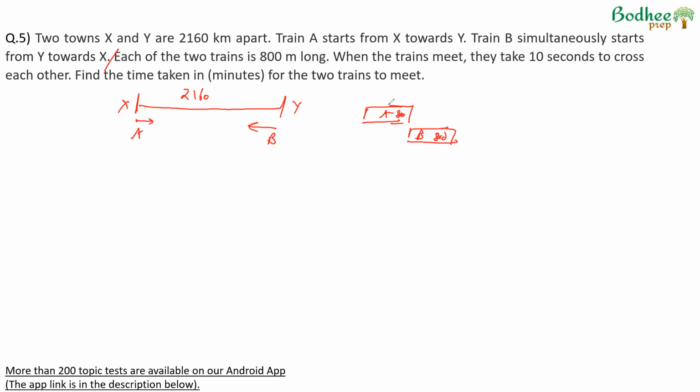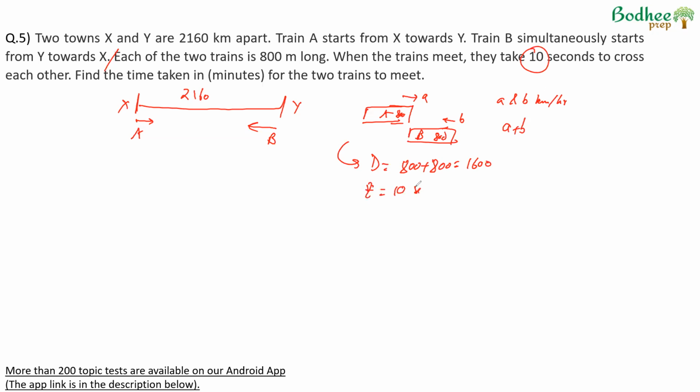Now, find the time taken if the speeds of the trains are A and B kilometers per hour. The relative speed will become A plus B. Now, in this case, when the trains cross each other, the distance will be the sum of the lengths of the trains. That is 800 plus 800, 1600. And this is done in 10 seconds.